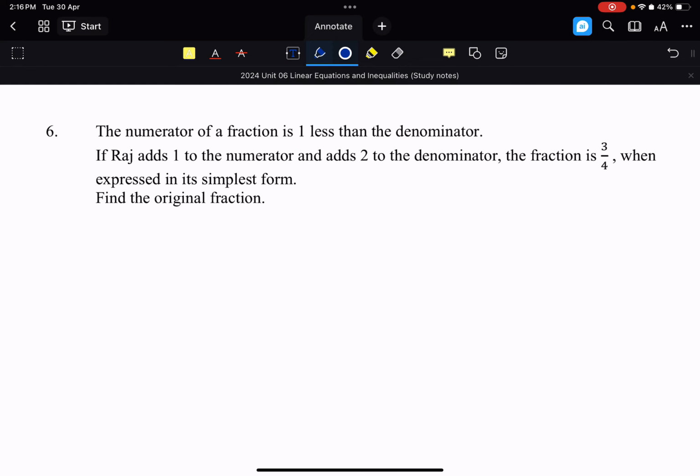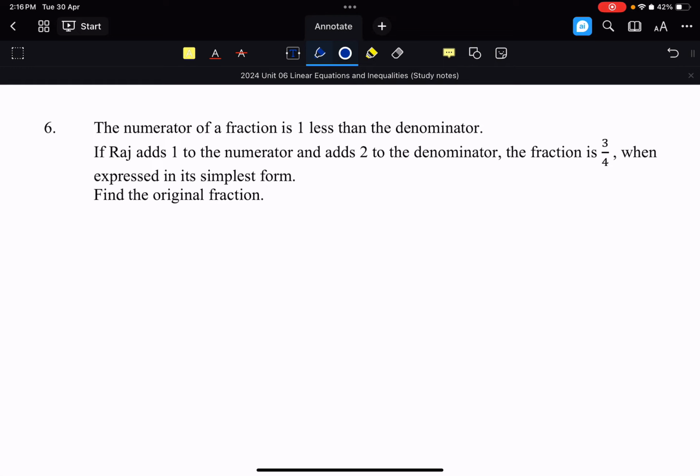One more example. The numerator of a fraction is 1 less than the denominator. If Raj adds 1 to the numerator and adds 2 to the denominator, the fraction is 3 over 4 in simplest form. Find the original fraction. In this example, the variable is not provided for us, so we can define it ourselves. We're going to let x be the numerator. You can let x be the denominator if you want to, but letting it be the numerator is more straightforward.